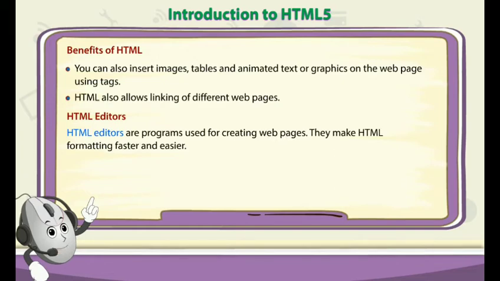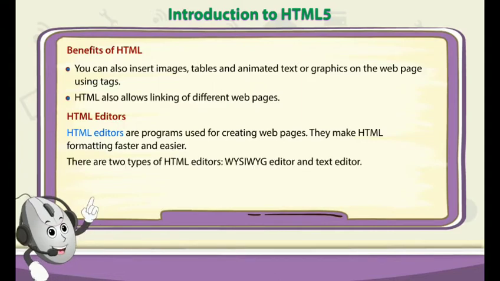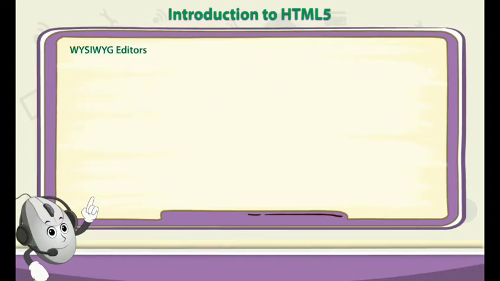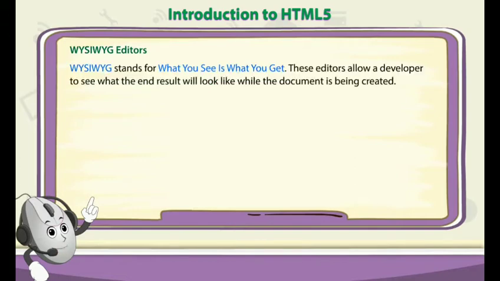HTML editor. HTML editors are programs used for creating web pages. They make HTML formatting faster and easier. There are two types of HTML editor, WYSIWYG editor and text editor. WYSIWYG editors means what you see is what you get.